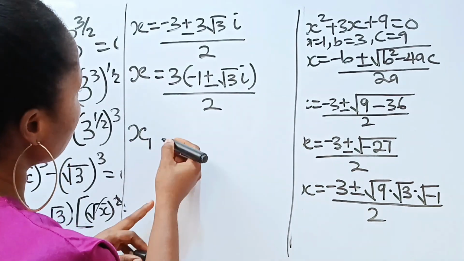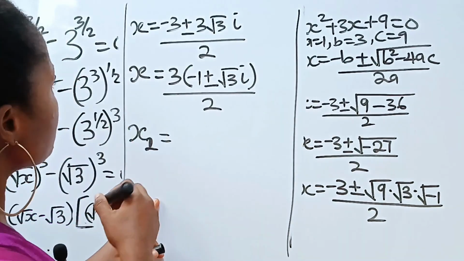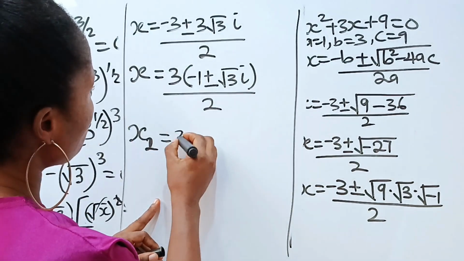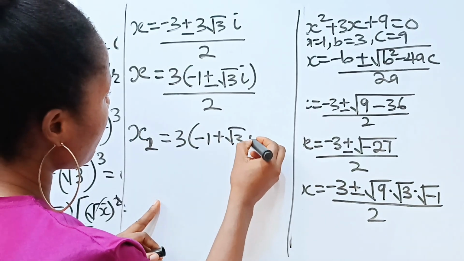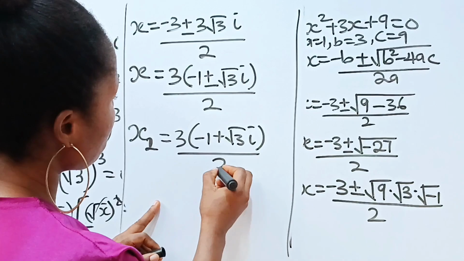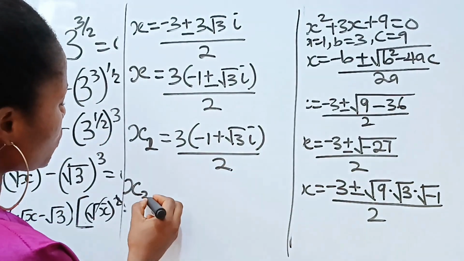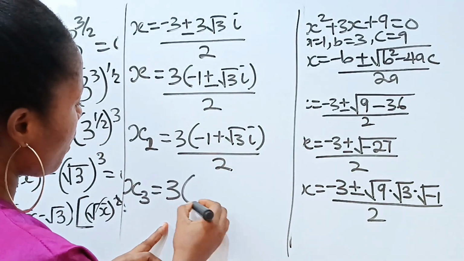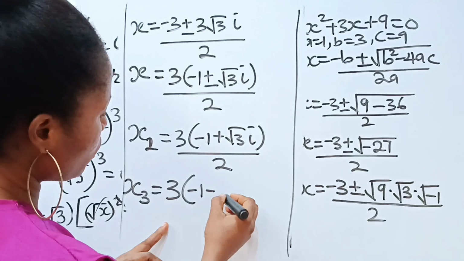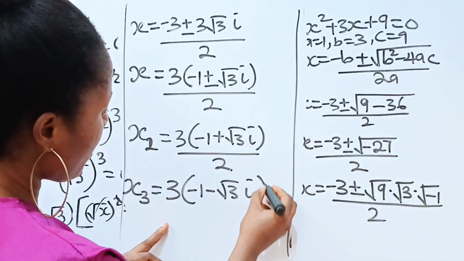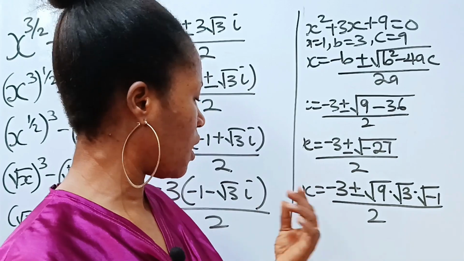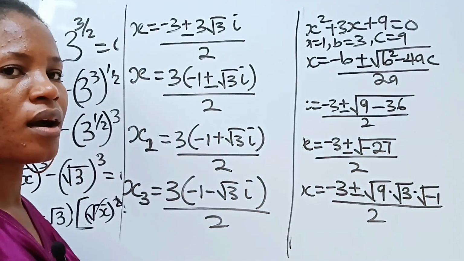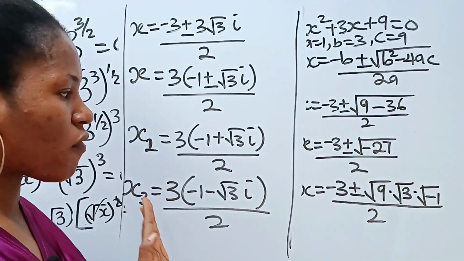That means the other values of our x are what? That x2 is equal to 3 bracket minus 1 plus root 3 i, divided by 2, and the third one is equal to 3 bracket minus 1 minus root 3 i, divided by 2. Now, this is the third value of our x.